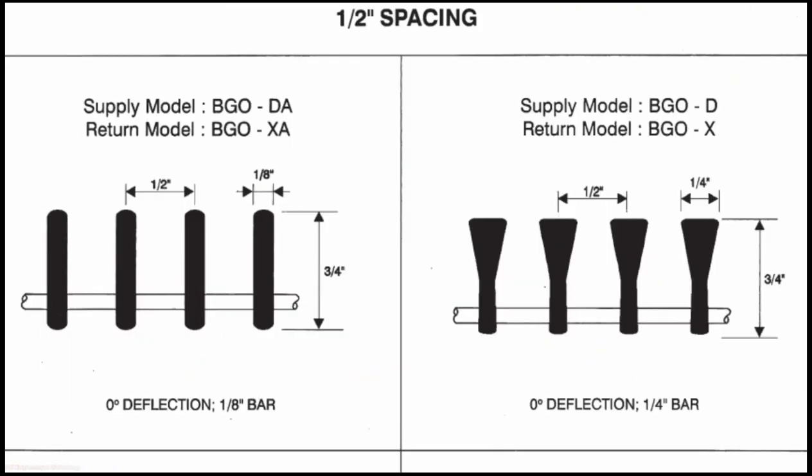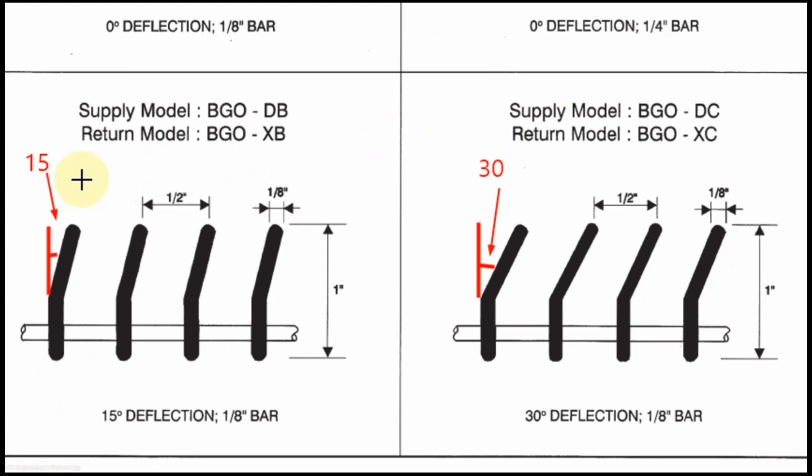Standard bar grills generally come in 3 types: 0 degree deflection, 15 degree deflection and 30 degree deflection. You can see this bar grill. The bars of this grill are straight, so we call it 0 degree deflection bar grill. Now these bars are bent at 15 degree, so we call it 15 degree deflection bar grill. And here these bars are bent at 30 degree, so we call it 30 degree deflection bar grill.